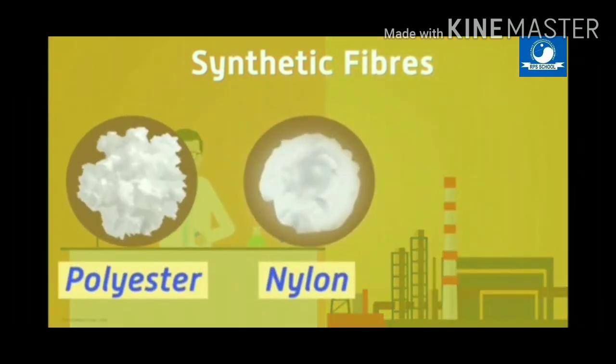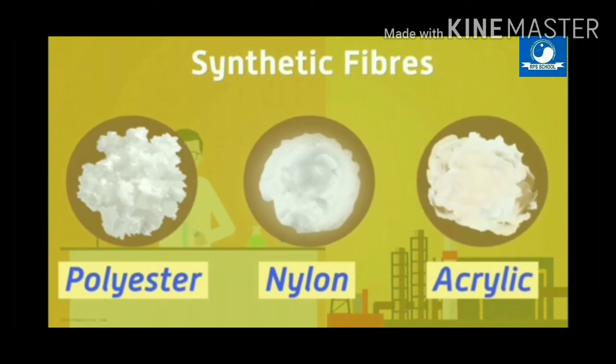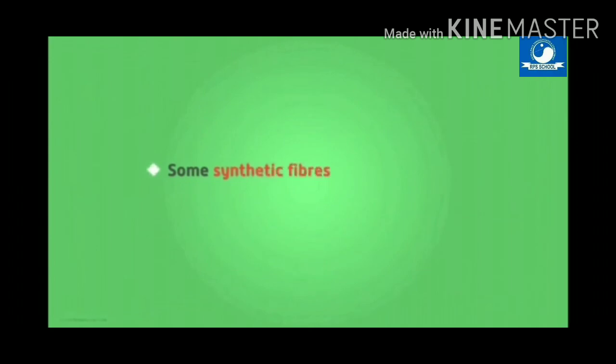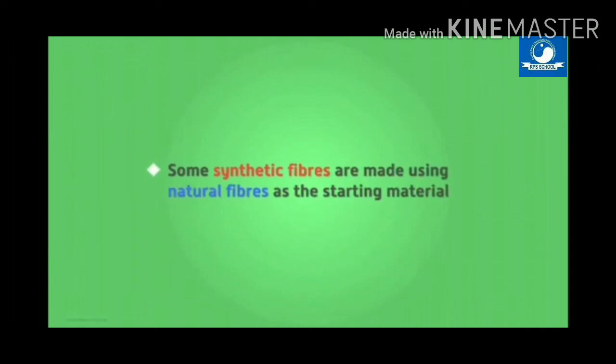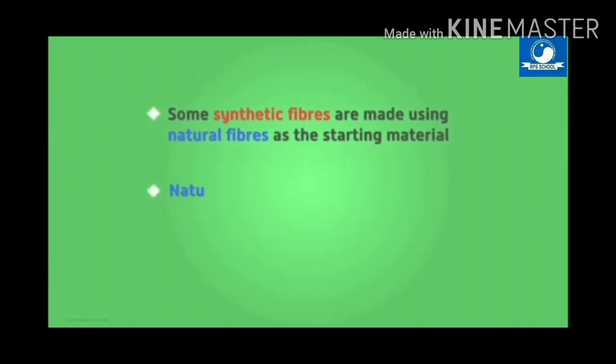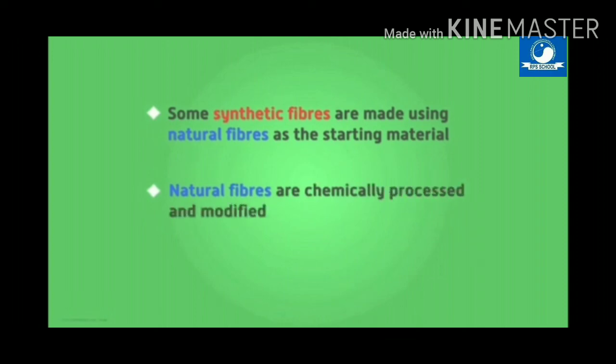Nylon, polyester, acrylic are the best examples to study the synthetic fiber category. Lastly, do you know that some synthetic fibers are made using natural fibers as starting material? Yes, it's true. Natural fibers are chemically processed and modified significantly to gain another category of fibers.